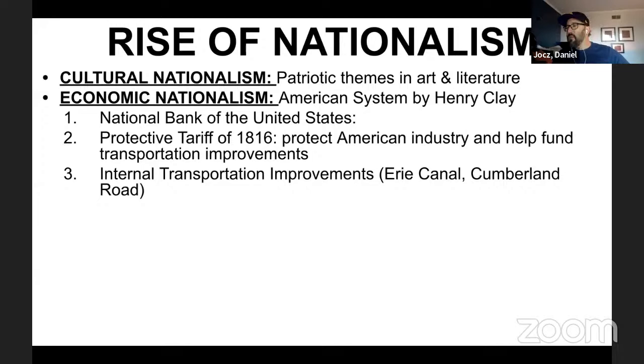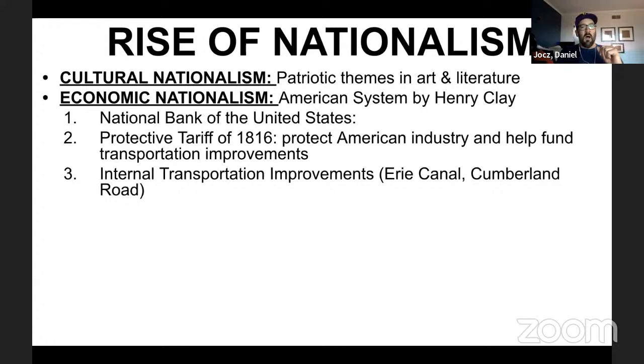The second part of the American system is the renewal of the Bank of the United States. Remember, that was something that was debated by Jefferson and Hamilton. A lot of Democratic Republicans came to see the bank as having some value. And if you watch the musical Hamilton, they talk about trying to get rid of the bank even after Hamilton, and they don't because it works.